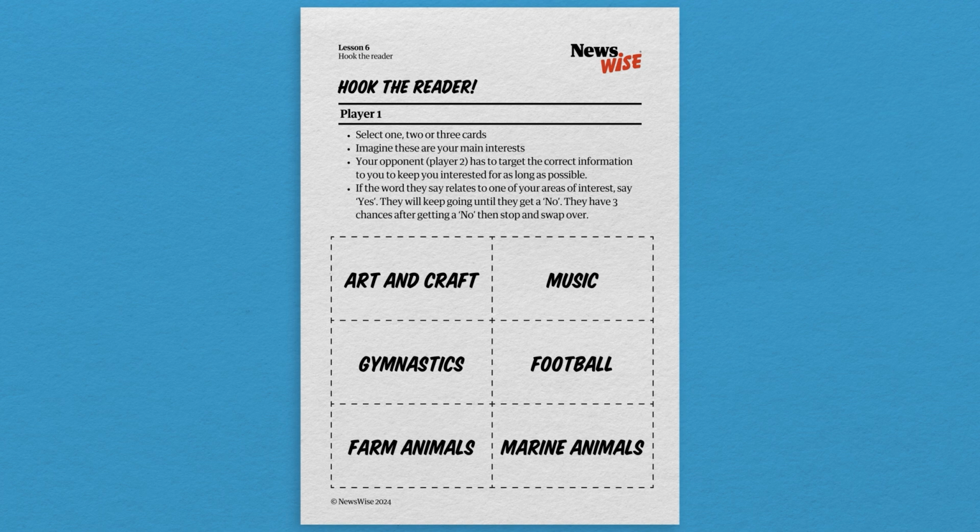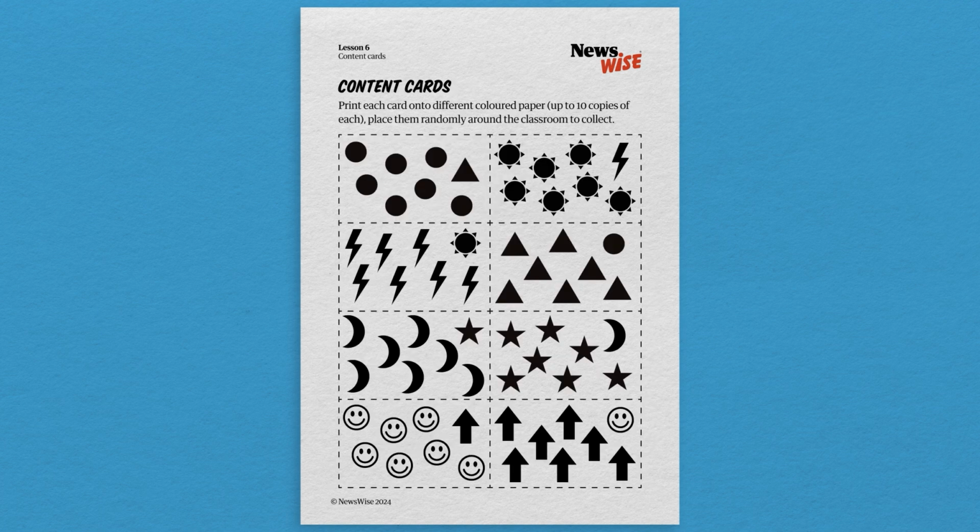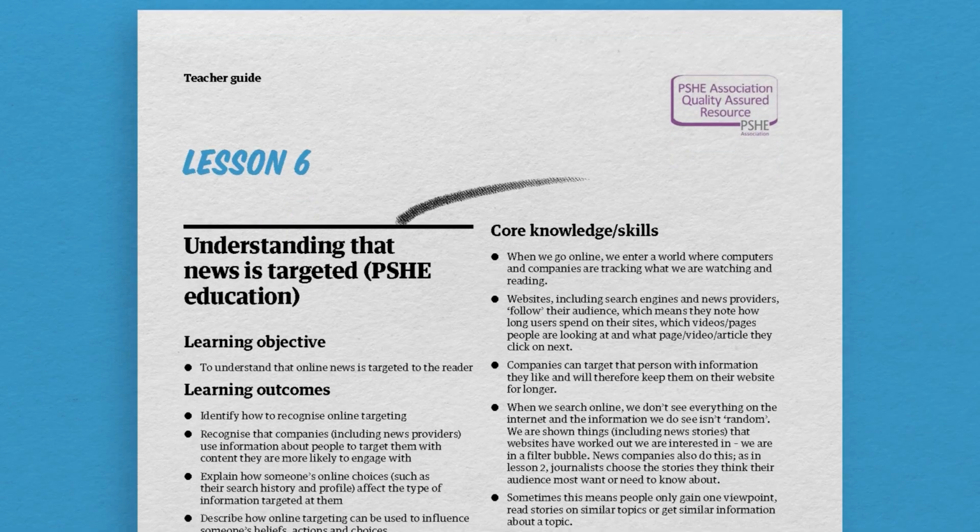Take a look through this resource and think about your pairings and the handouts that you'll need to prepare for this activity. The content cards resource will need to be printed and copied. Also think about how this will work in your classroom. And remember to check the core knowledge and skills section of the lesson plan.